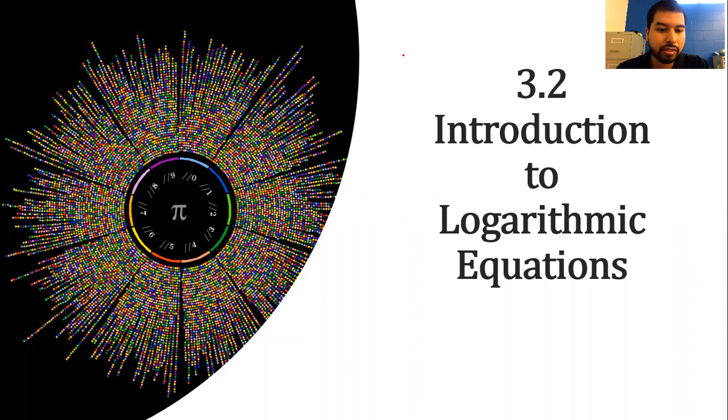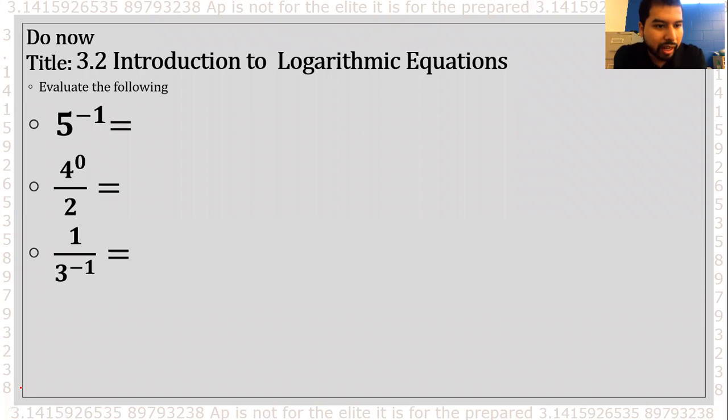Good morning, everyone. So today we're going to go ahead and talk about logarithmic equations and how to solve them. So logarithmic functions and how to solve them. So let's go ahead and begin. This really isn't that bad, and we'll talk about it real quick after this quick warm-up. So go ahead and pause the video and give these a try.